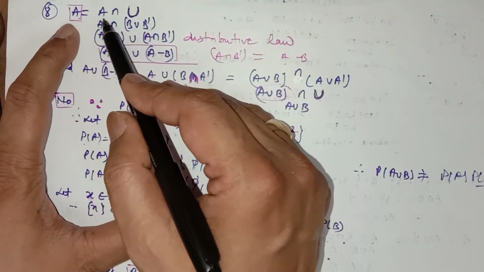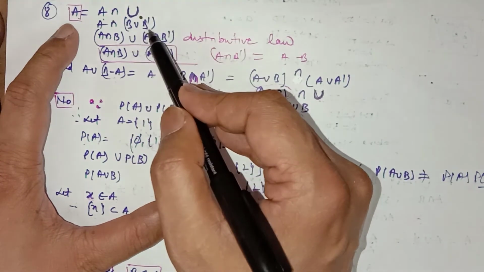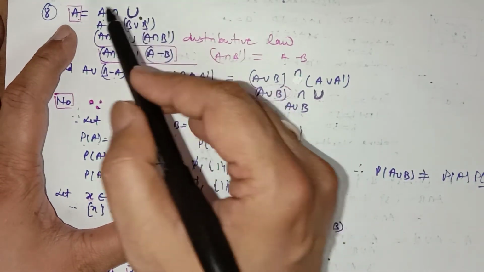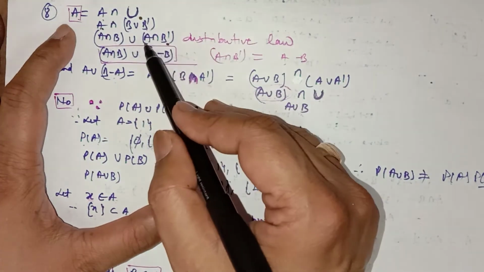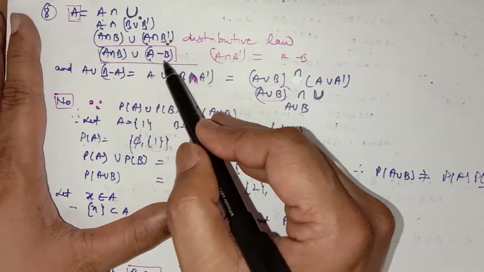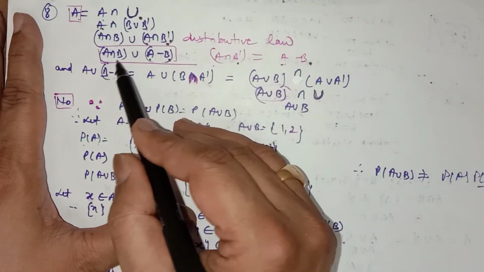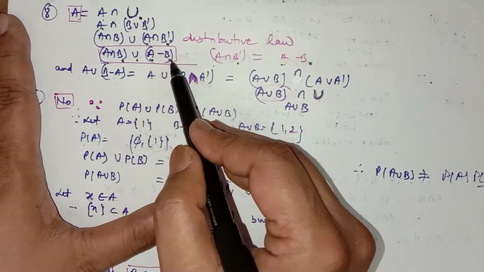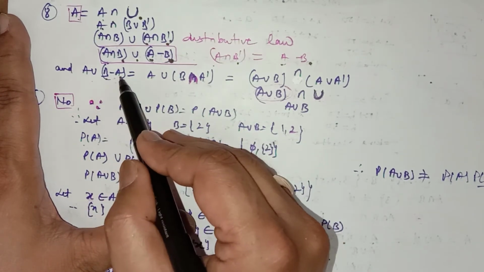For A you can write A intersection the universal set, and the universal set you can write as B union B complement. Using the distributive law, we get (A intersection B) union (A intersection B complement). For A intersection B complement, you can write A minus B, because A intersection B complement is equal to A minus B. This we have proved.